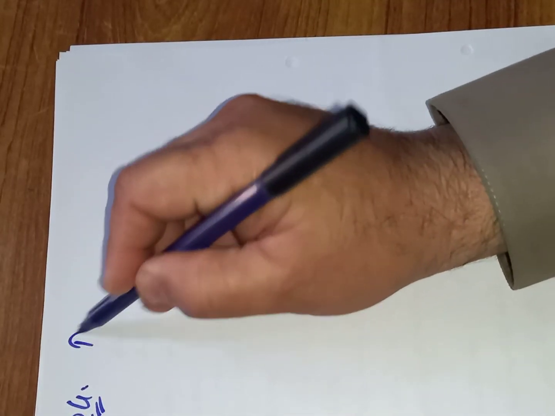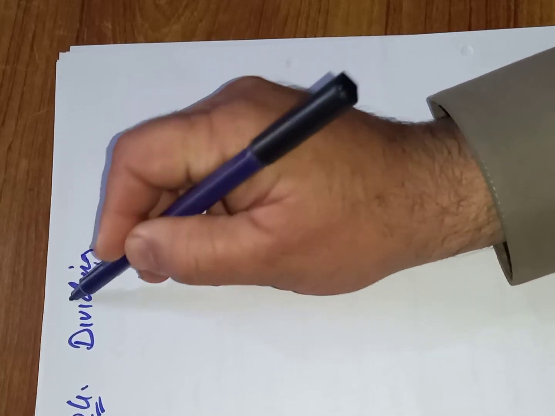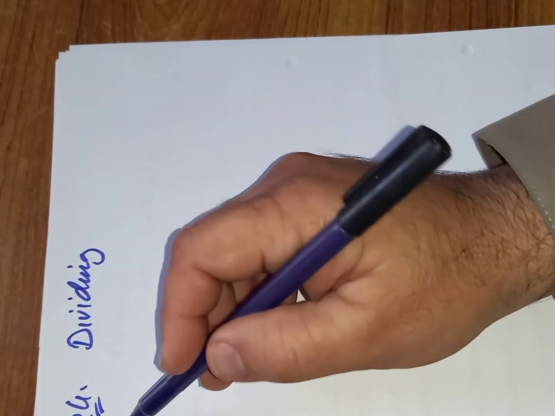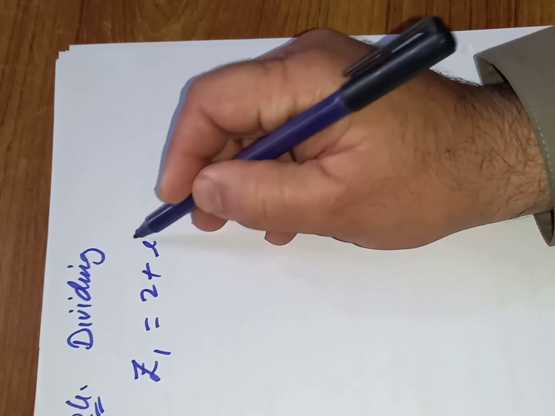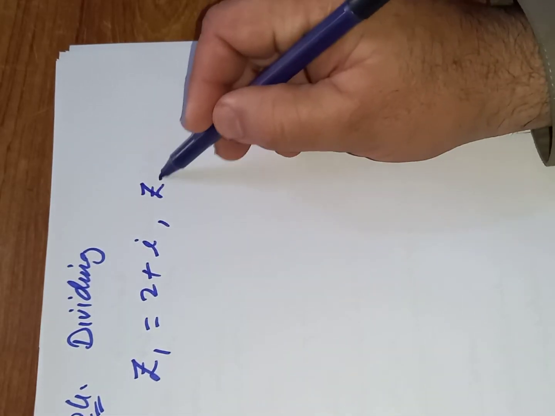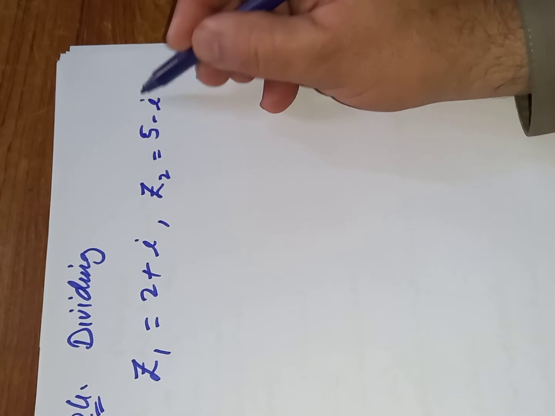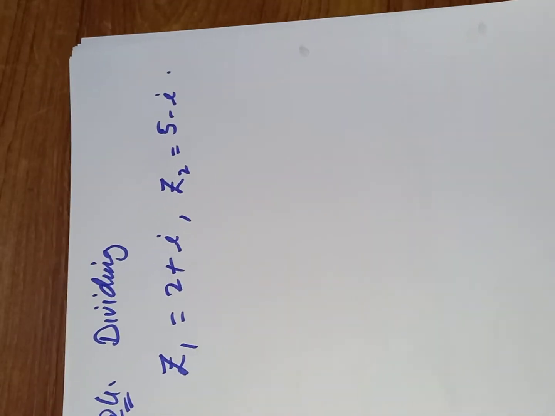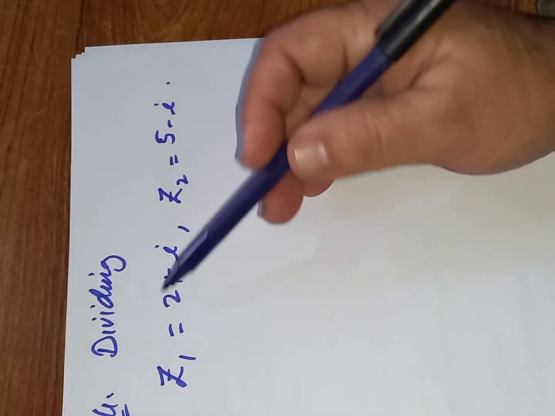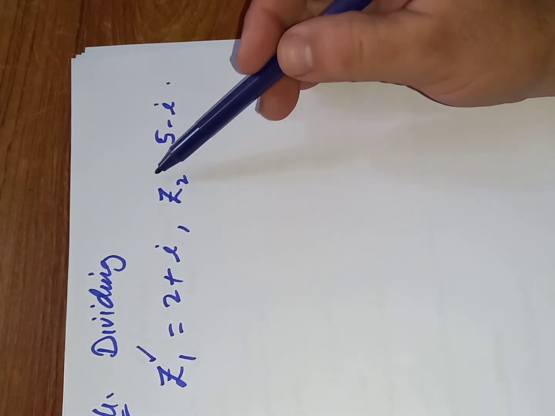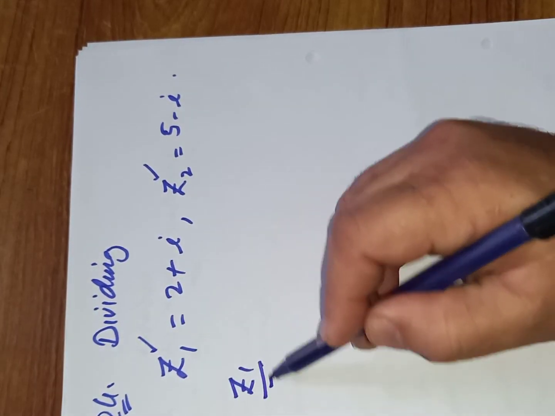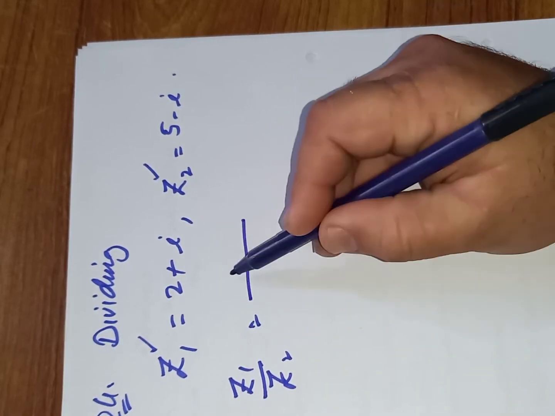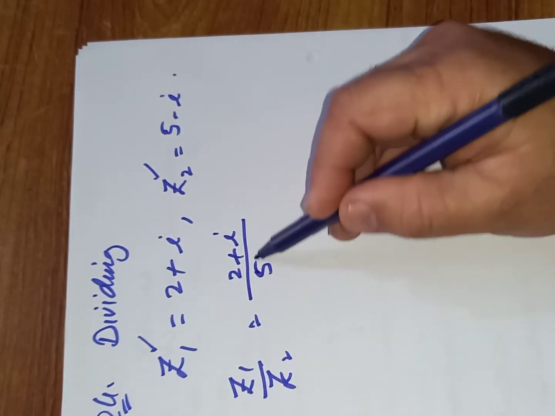Question number 4 is for the division, dividing. What to divide? The first part is z1, which is 2 plus iota, and the second expression is 5 minus iota. Now we have to divide the first complex number, this first one, by the second complex number. So let's do it. Z1 by Z2, Z1 value is 2 plus iota by 5 minus iota.